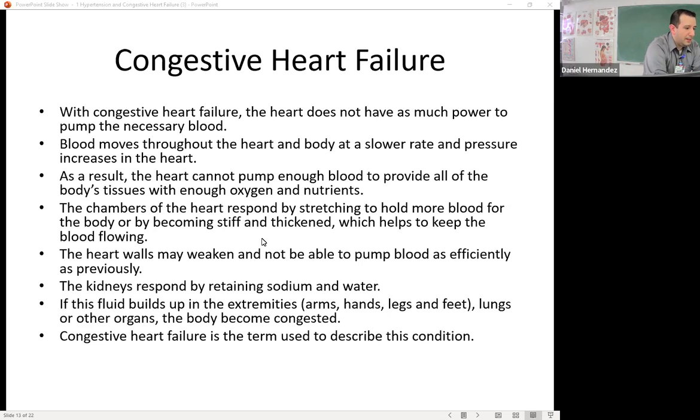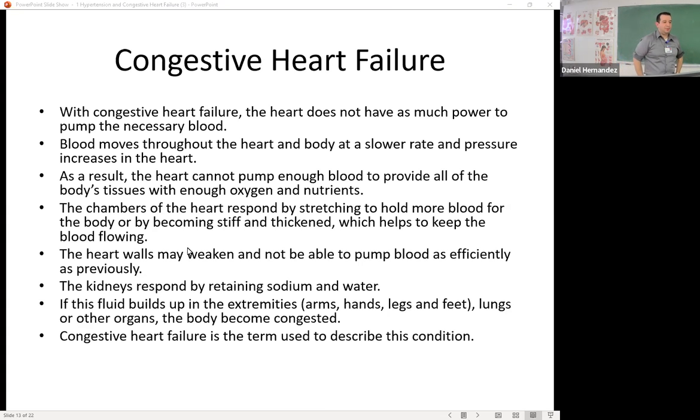The heart walls may weaken and not be able to pump as efficiently as previously. The kidneys are going to respond by retaining more sodium and water. The kidneys realize, hey, we need more blood flow, more blood demand, so they try to increase the blood volume to keep that forward flow going to meet the demands of the body. So the kidneys respond by retaining more sodium and more water.